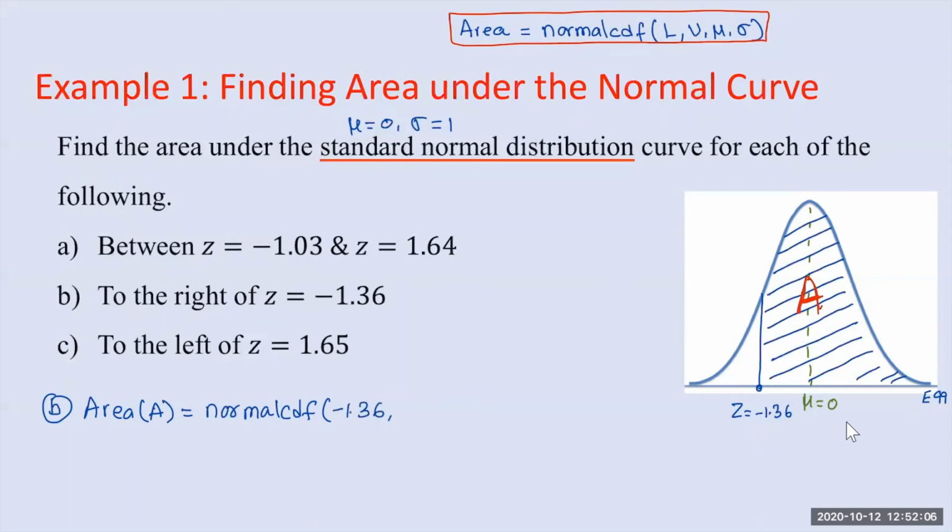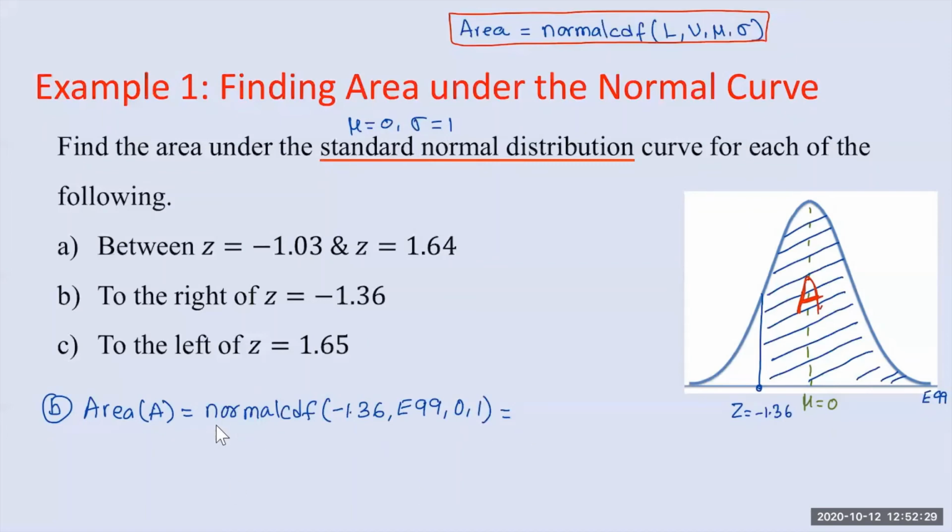Upper boundary for the area is infinity, because it goes from here all the way to that end. We write infinity as E99. Then we need the mean and the standard deviation. Mean is 0, standard deviation is 1. Now we are going to type this in our calculator to get the result.